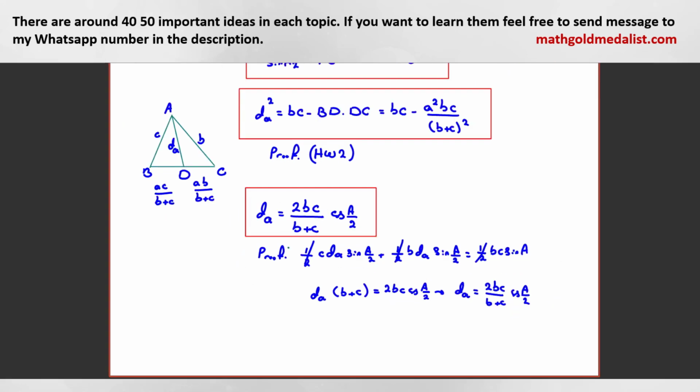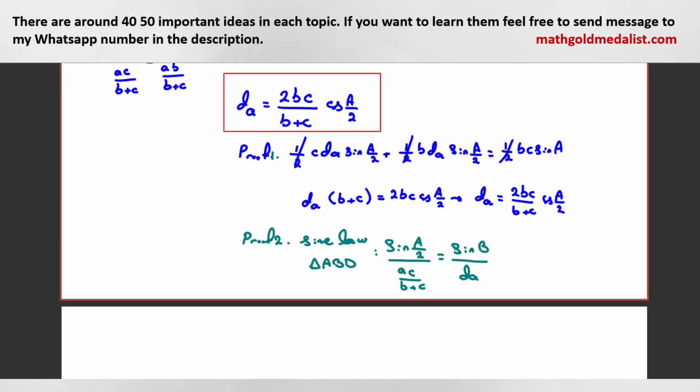Next one: prove it, proof 2. We could also prove it by applying the sine law in one triangle. Let's apply the sine law in triangle ABD. We can say sine A/2 over BD, or we can say AC over (B plus C), is equal to sine B over DA. Exactly, BA.